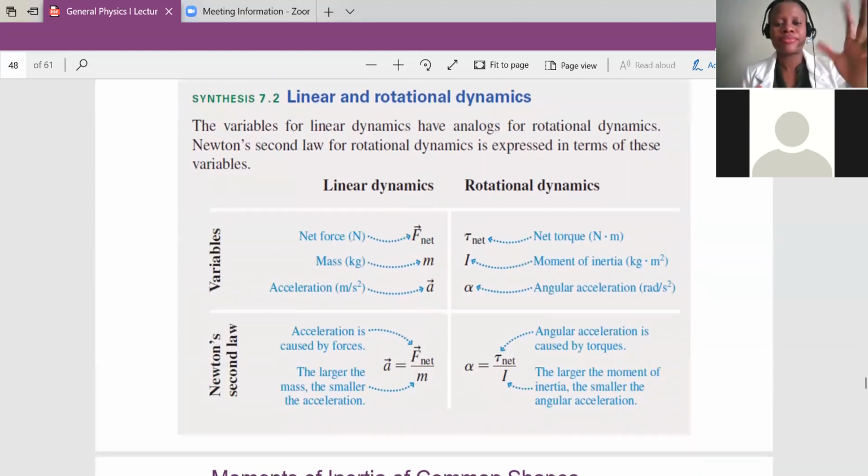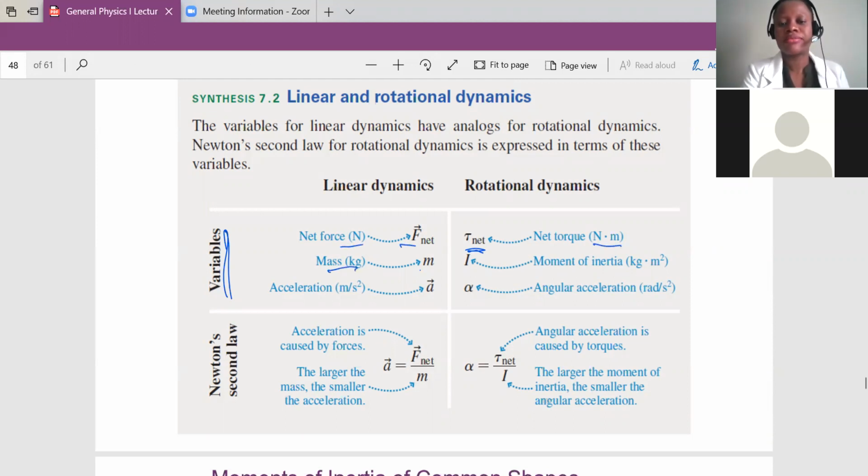So let's see a comparison of the linear dynamics and the rotational dynamics. We look at the variables with respect to Newton's second law, because that is what we use to understand the dynamics, or the force that actually induces the change in velocity or acceleration in terms of linear, and the change in angular velocity or angular acceleration in terms of rotational dynamics. So we'll have the net force equivalent to tau, which we have already mentioned earlier.